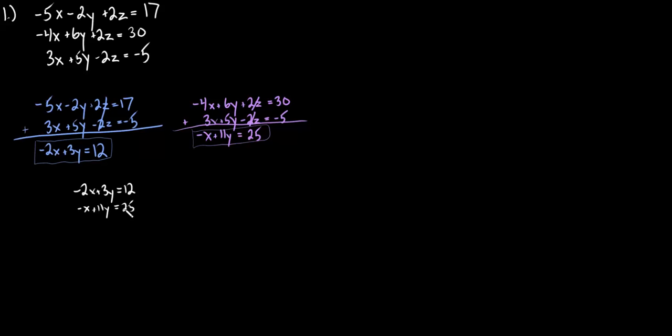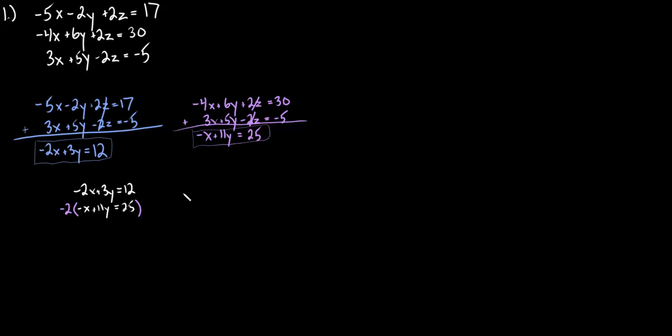So I'm going to cancel out the x's, because it looks like the x's are going to be a little bit easier to cancel. So I have a negative 2x up here. I'm going to want this to become a positive 2x. So what I'm going to do is multiply this equation here by negative 2. I'm going to multiply this equation by negative 2.